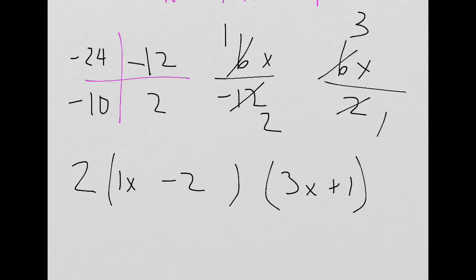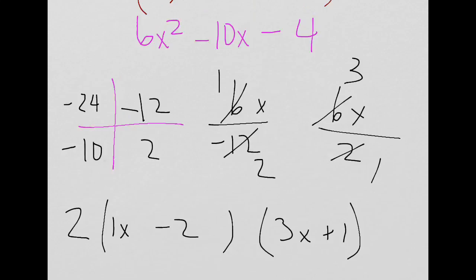Now on the ACT they will try to trick you sometimes, and they'll put both of these out here, without the 2, and then they'll put one with the 2. So which one do you need to pick? The one with the 2.